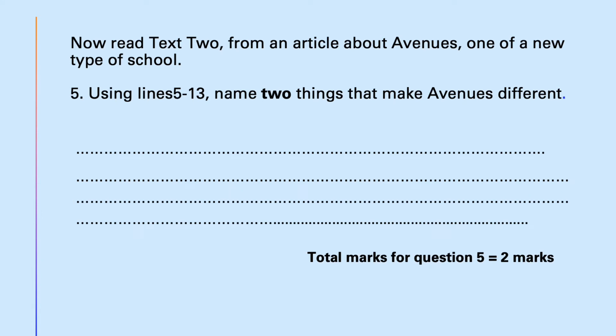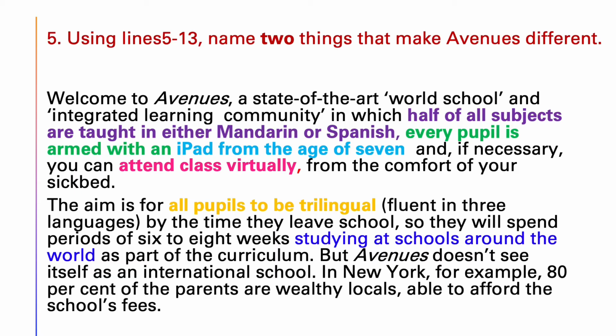Now let's do the questions from the article about Avenues, one of a new type of school. Using lines 5 to 13, name two things that make Avenues different. Only two things. It should be a literal question. Let's see the answer. Here we need to scan lines 5 to 13 to spot the answers. So you have to find out two things only.